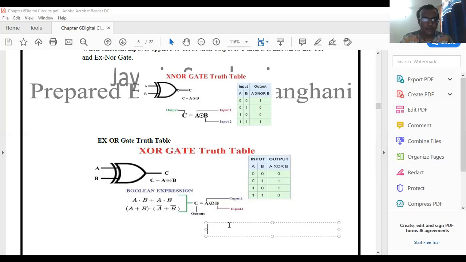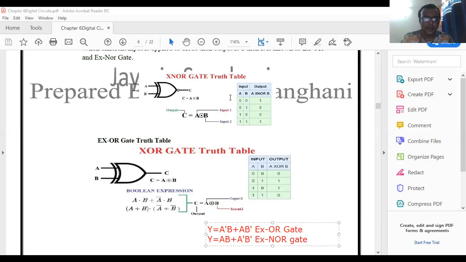What is the equation of XOR gate? I have written here: Y equal to, if AB input is applied, then A dash B plus A B dash. It is the equation of XOR gate. You have to remember it directly. The solution of this will be discussed in the next semester subject, digital electronics. For now, in this semester you have to remember this only. Don't do anything else. And Y equal to AB plus A dash B dash is the equation of XNOR gate.